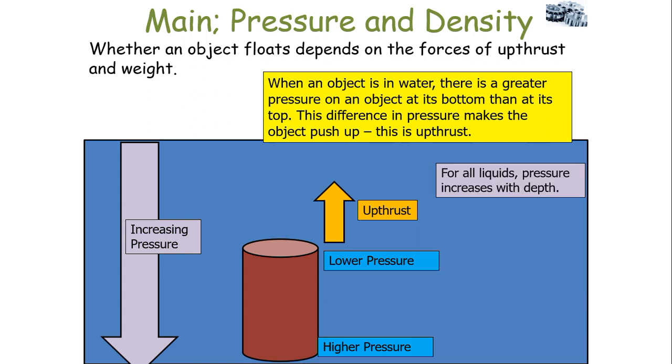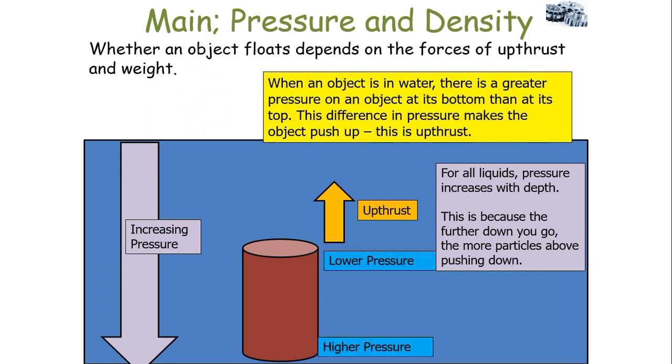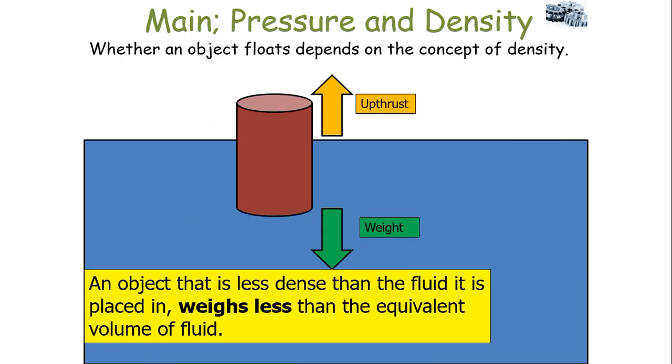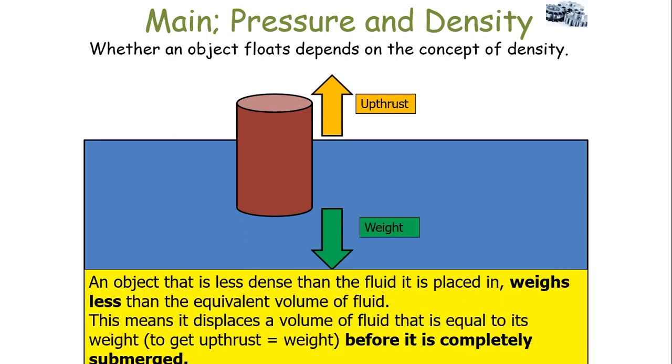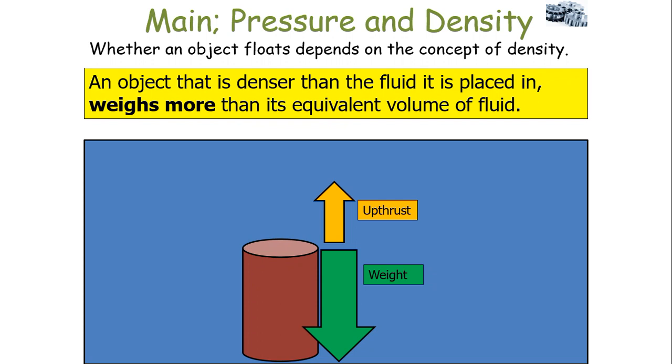So for all liquids, pressure increases with depth, because the further down you go, the more particles there are above pushing down, so therefore you get your concept of upthrust. So an object that is less dense than the fluid it is in weighs less than the equivalent volume of the fluid, so this means it displaces a volume of fluid that allows upthrust to equal weight before it is completely submerged.